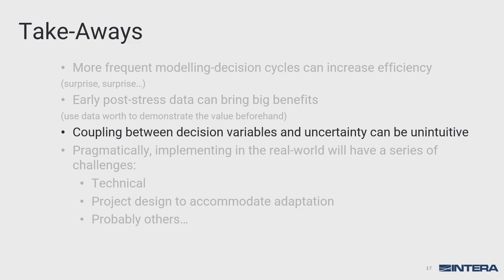And as we've seen, beware coupling between decision variables and parameter uncertainty. If you have this happening in a problem you're trying to apply optimization to, the outcomes can be somewhat unintuitive, and shortcuts are great, but they can also be dangerous.